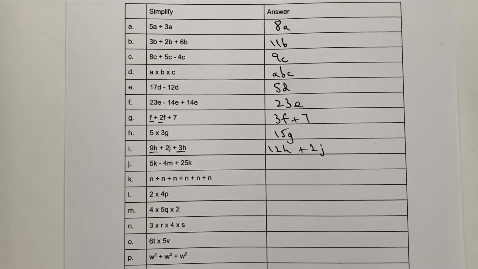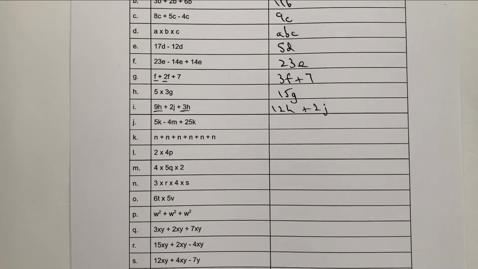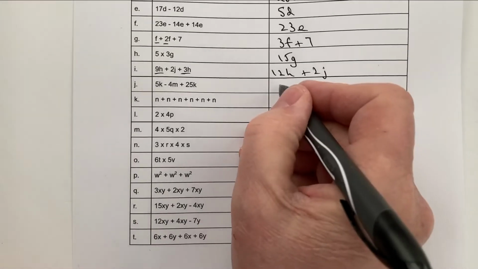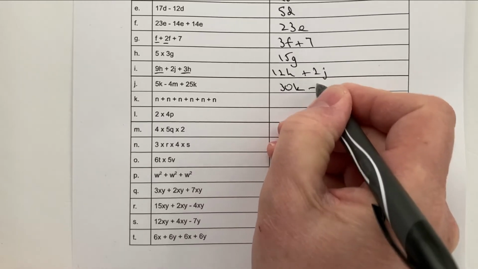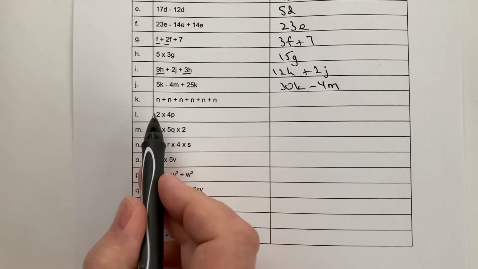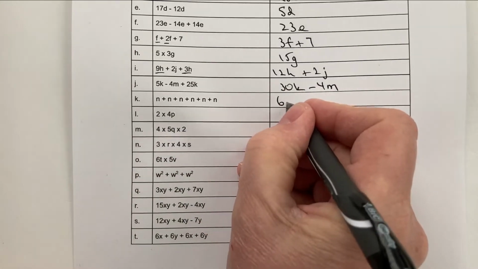Okay, next one then is going to be 5k minus 4m plus 25k. Well, 5k plus 25k is going to give you 30k. And then we mustn't forget the minus 4m. Okay, next, n plus n plus n plus n plus n plus n. Well, there's 6 of those, so it's going to be 6n.